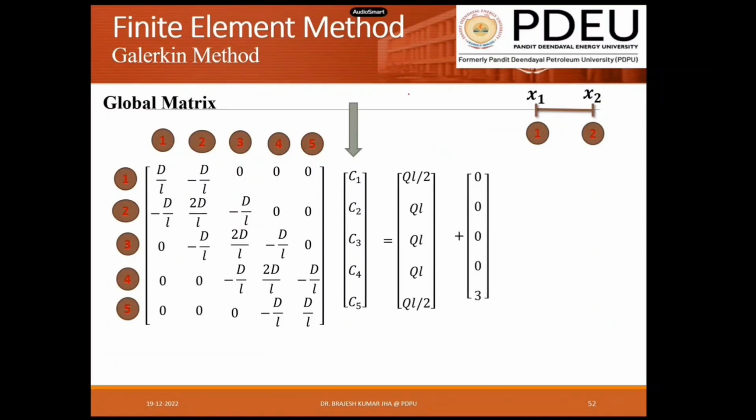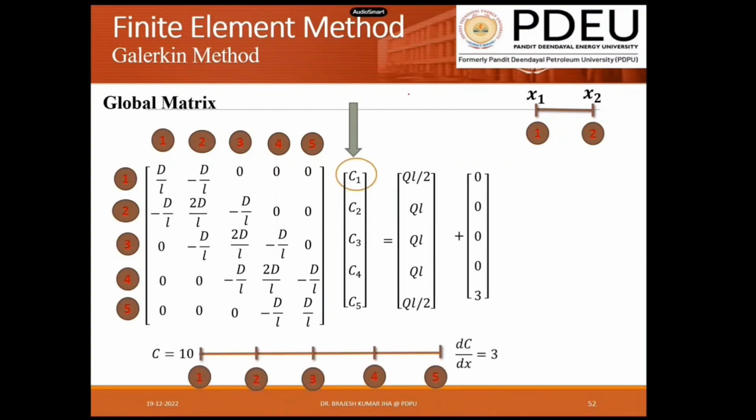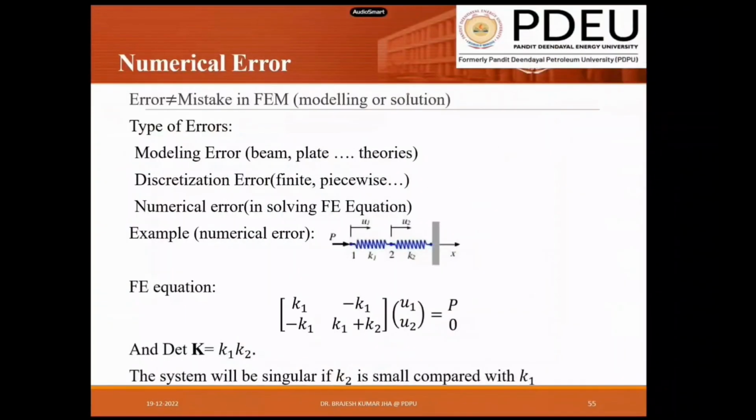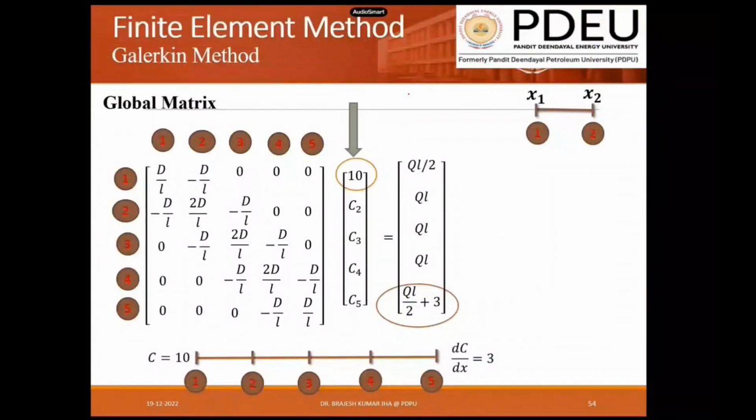Now we apply the boundary condition. C1 is given as 10, and dC by dx is equal to 3. So that is QL by 2 plus 3, that is added here. So once we solve this system of equations, we will get the element information for the whole 5 nodes. So in this way, we can obtain the solution for all 5 nodes.